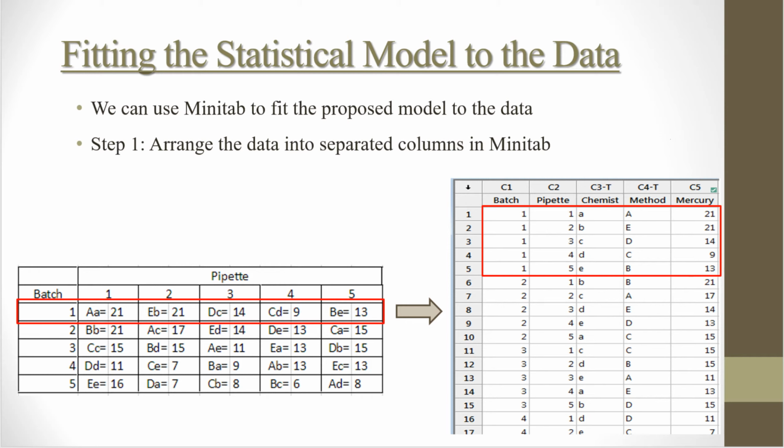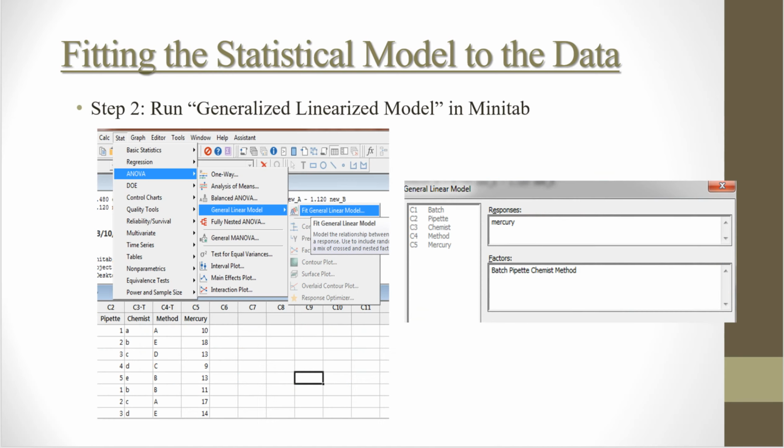Basically, you just have one extra column for the Greek treatments or lowercase Latin letter treatments here, which we can see is the chemist in this case. So you're going to go in, punch in all the data, and then you're going to go into the typical ANOVA. So you go Stat, ANOVA, General Linear Model, Fit General Linear Model.